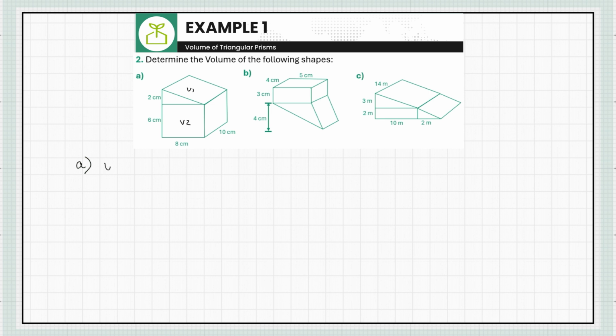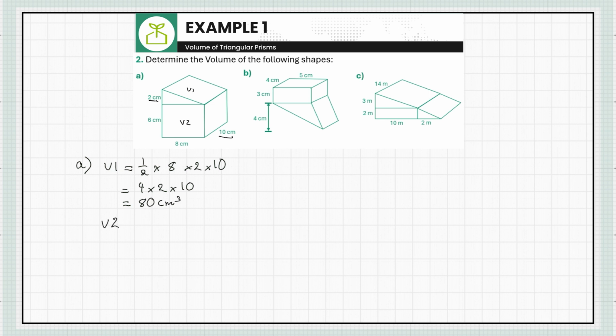we'll add them together. So volume 1 is a triangular prism, so it's going to be equal to half times our base, which is 8, times our perpendicular height, which is 2, and then multiplied by the height or length of the prism, which is 10. Now we can simplify this further and ultimately do 4 times 2 times 10, which is just going to be equal to 80 centimeters cubed.